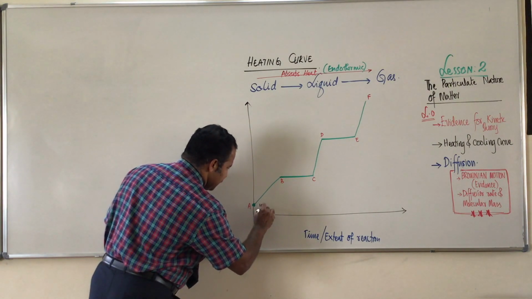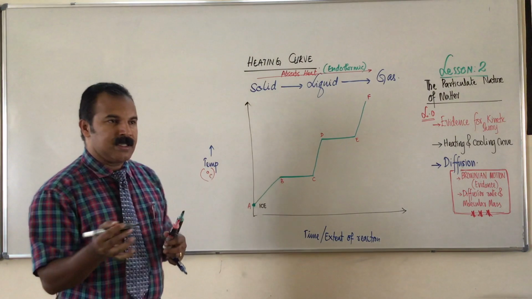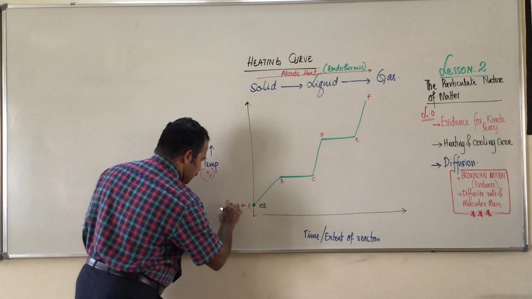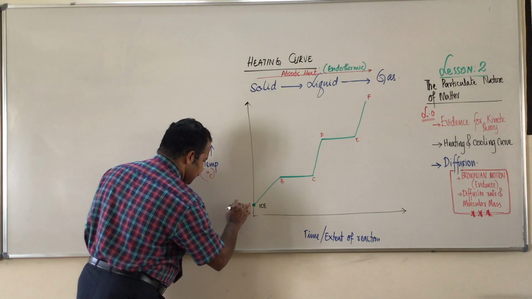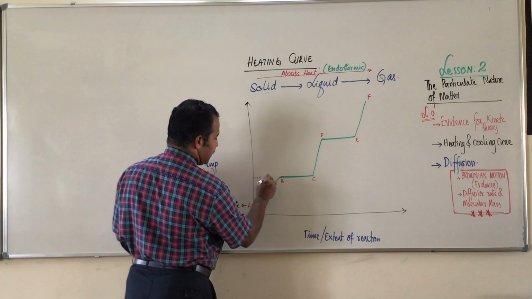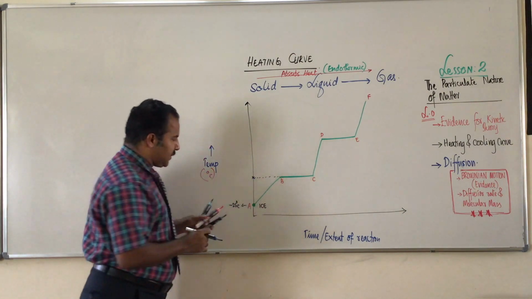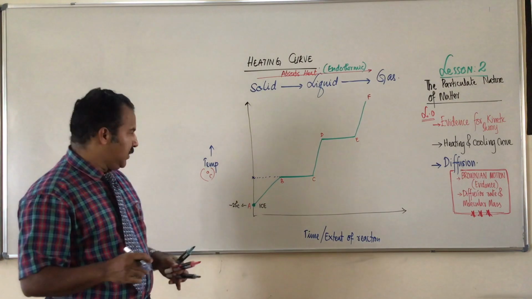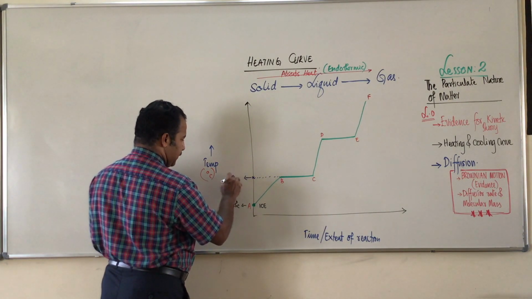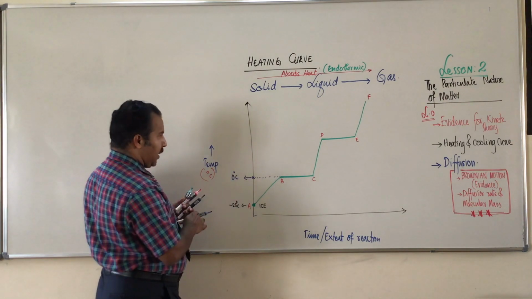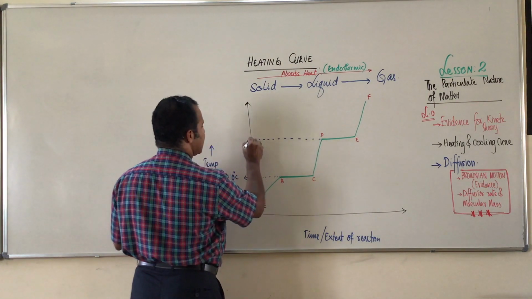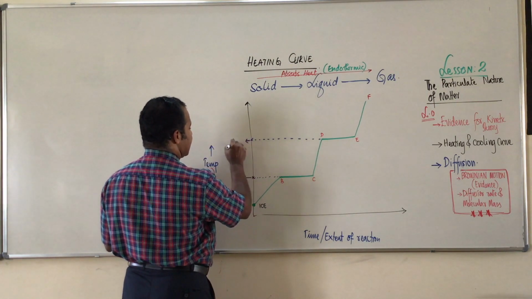This is ice. And temperature, let us say we start from minus 25 degrees Celsius. And of course, this is the temperature where ice changes into water. And what will be the temperature? All of you know the temperature is 0 degrees Celsius. And it moves on, and until the water becomes its vapor, the temperature is 100 degrees Celsius.